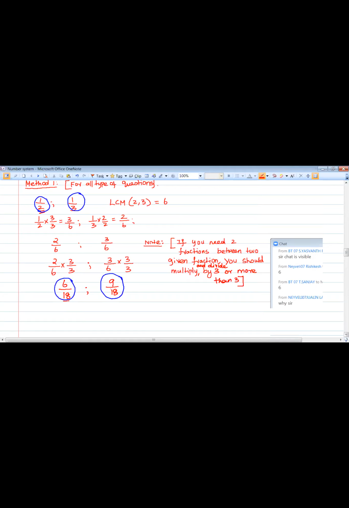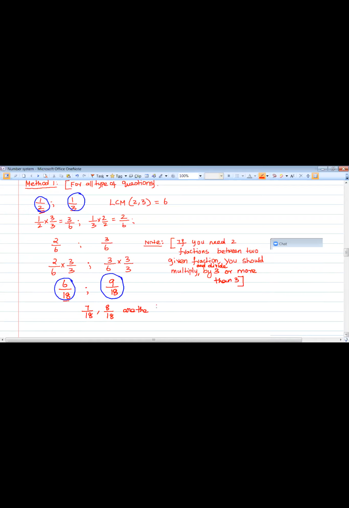6 by 18 and 9 by 18 are our actual fractions. Then how many fractions do we need in between? Two fractions. Then what is the next number after 6? 7 by 18. What is the next number after 7 by 18? 8 by 18. Yes, you can multiply by 4 or 5 also. Ritika, don't worry, but minimum you should multiply with 3. Maximum you can multiply with any number. Nothing wrong with that. So here we get 7 by 18, comma 8 by 18.